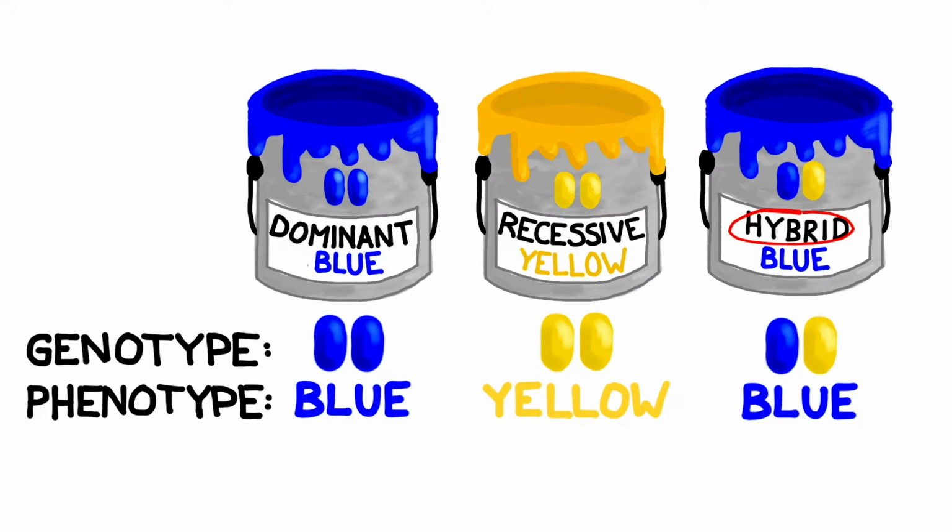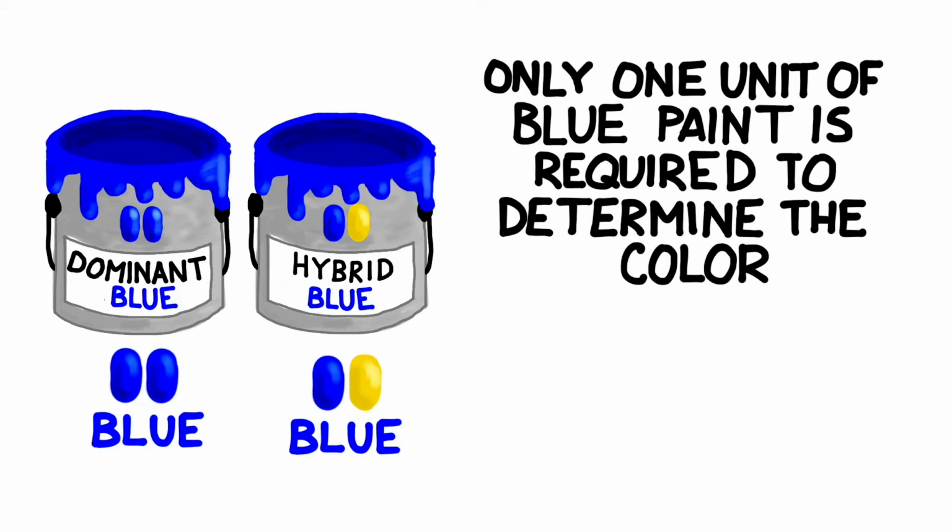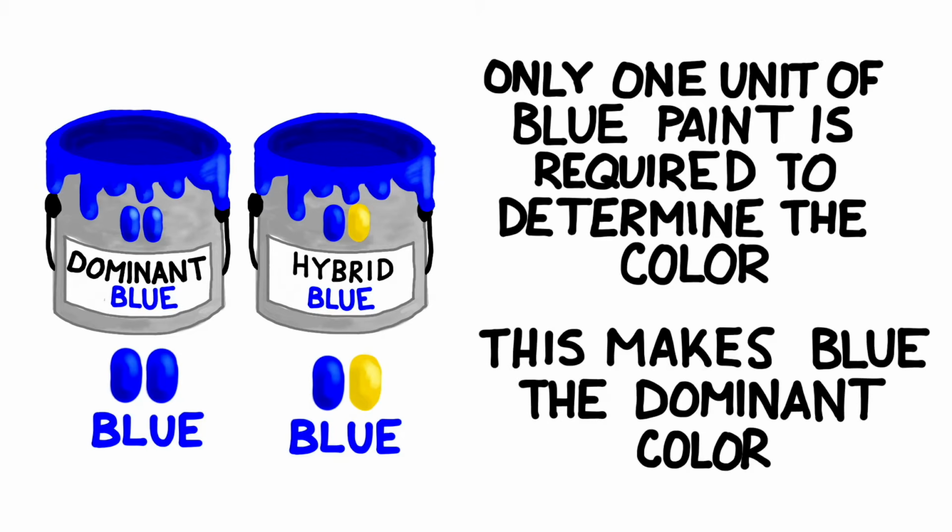Even though both paint types are present in the can, i.e. the organism's DNA, only the blue paint shows up in the phenotype. Only one unit of blue paint is needed in order to determine the color of the paint in the can. This makes blue the dominant color.